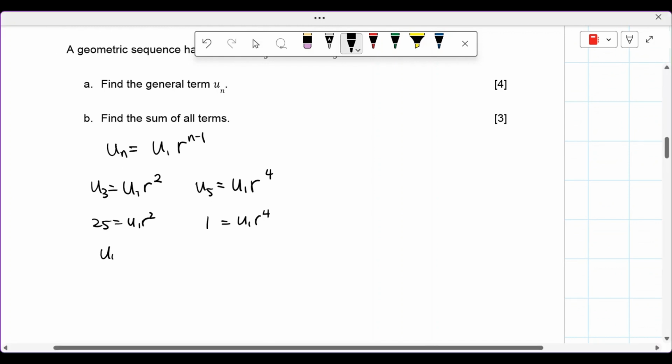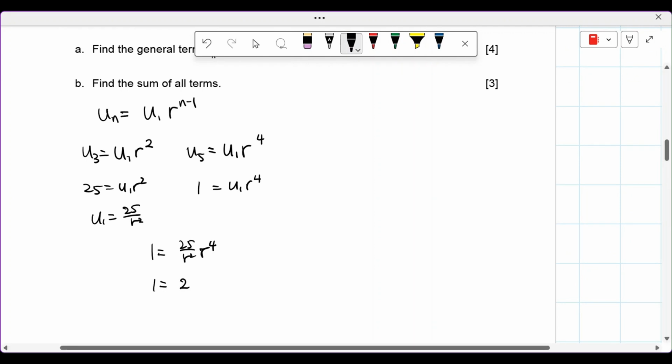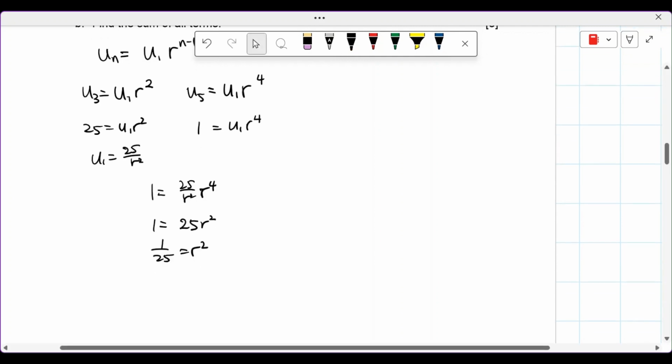So knowing that u1 is equal to 25 over r squared, I can use substitution. 1 equals 25 over r squared times r to the power of 4. Cancel that: 25 r to the power of 2. 1 over 25 equals r squared. So I realize that r is equal to plus minus 1 over 5. Don't forget the plus minus sign.